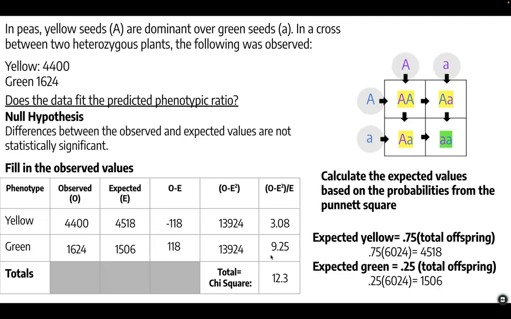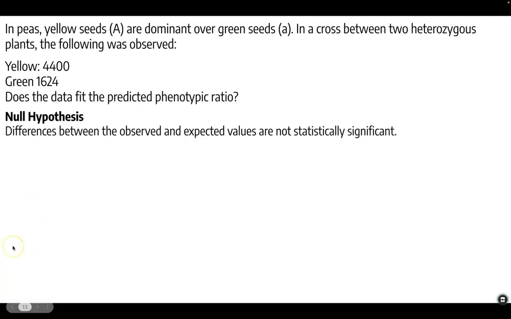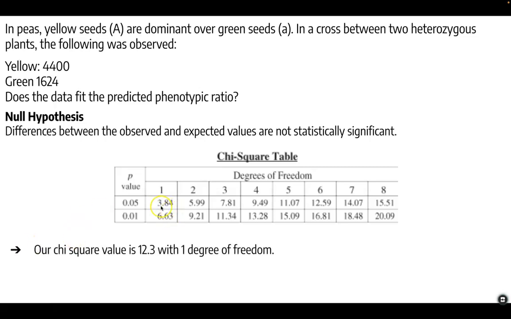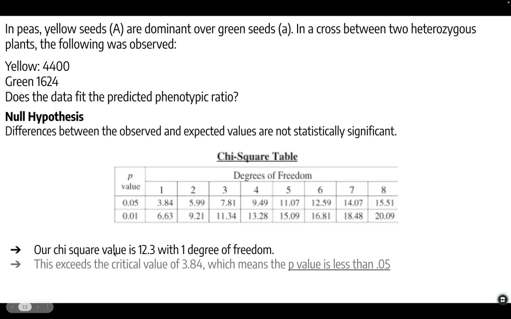Do you guys remember how to calculate degrees of freedom? It's n minus 1, n meaning the number of categories. You have either yellow or green, so you're going to do 2 minus 1, which equals a degree of freedom of 1. And so our chi-square value is 12.3 with a degree of freedom of 1.